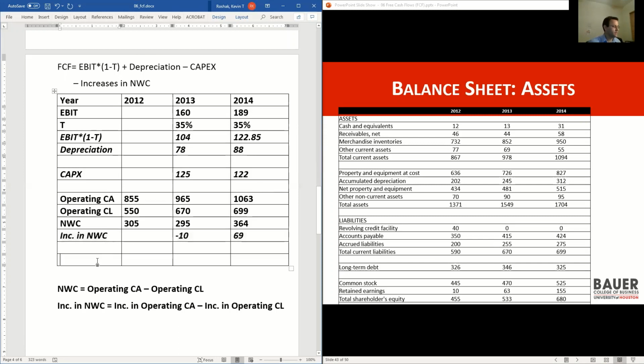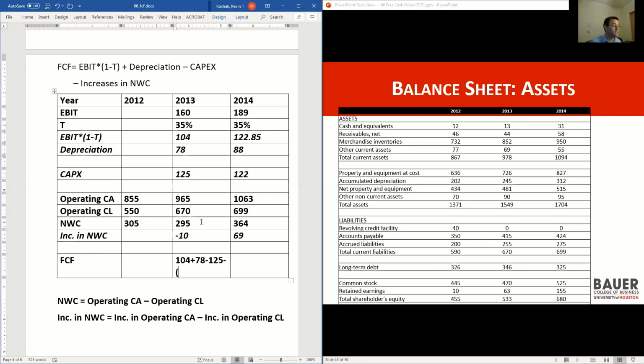So we can put all this together to get the free cash flows in 2013 and 2014. 2013, it's 104 is EBIT times 1 minus C, plus the 78 in depreciation, minus the 125 in CAPX, and then minus the negative $10 in increases in net working capital for a total of 67.